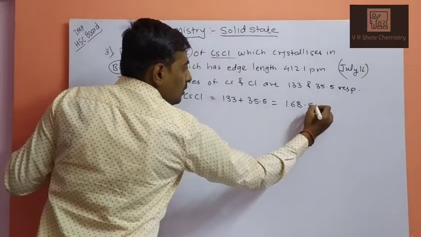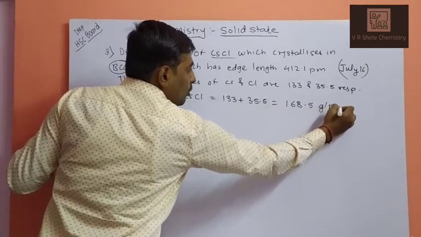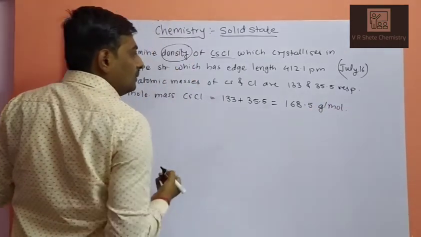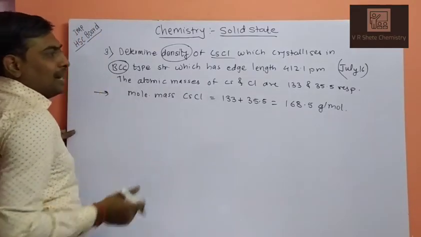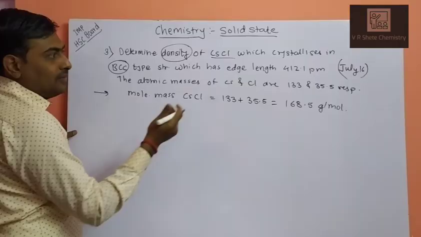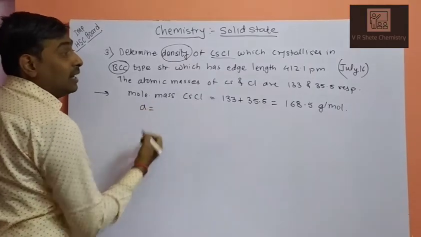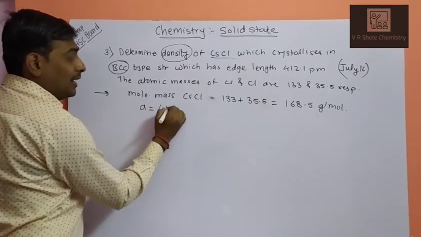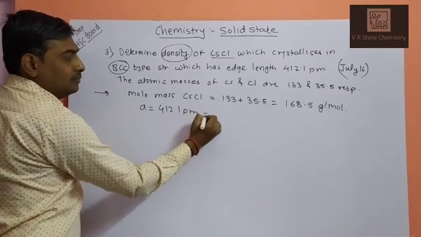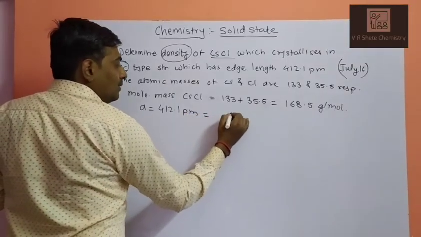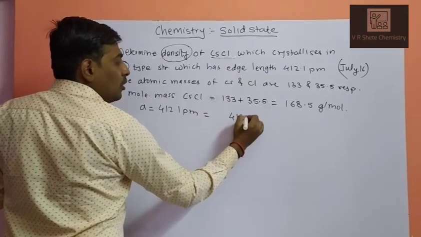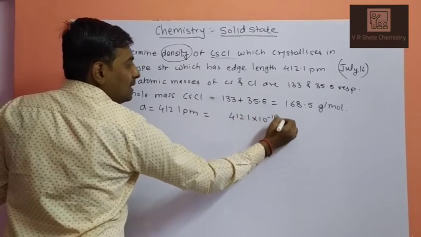168.5 gram per mole. So this is your molecular mass. Secondly, what we have given? Edge length is given. A is equal to 412.1 picometer. So convert it into centimeter. So what will be there? 412.1 into 10 raised to minus 10 centimeter.